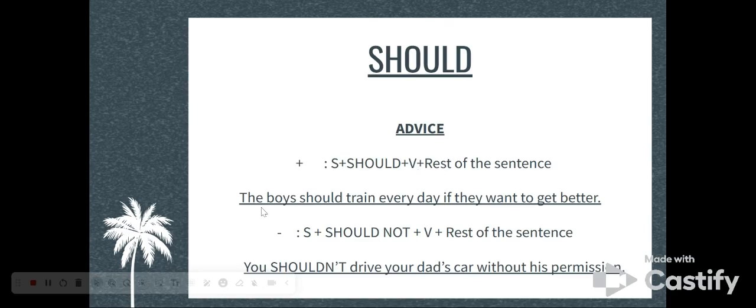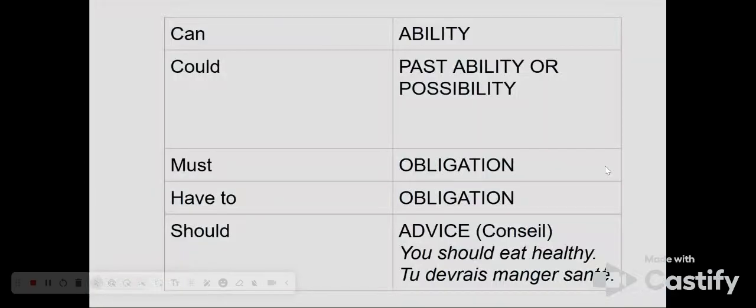The example we have here is the boys should train every day if they want to get better. So the meaning in French would be les garçons devraient s'entraîner tous les jours s'ils veulent s'améliorer. Okay. So we use should, as I said, to give advice, pour donner des conseils. Okay. In the negative sentence, we have you shouldn't drive your dad's car without his permission. So tu ne devrais pas. So that's it for should.